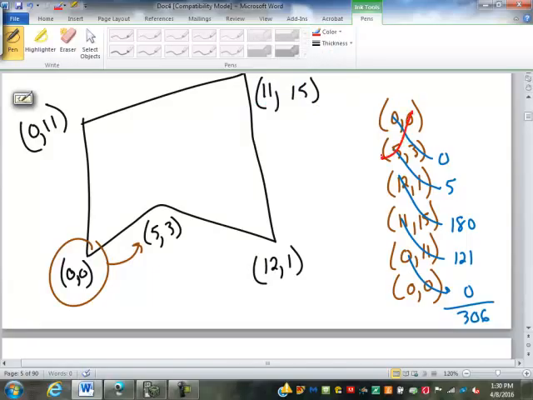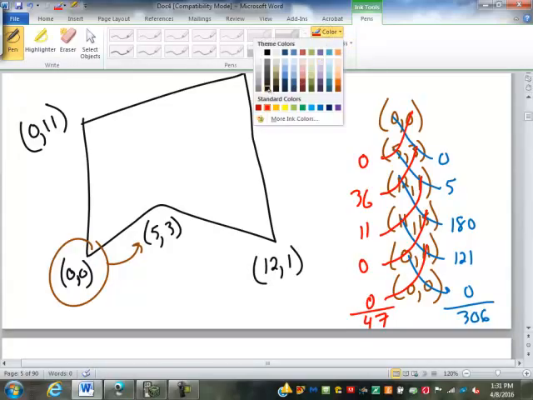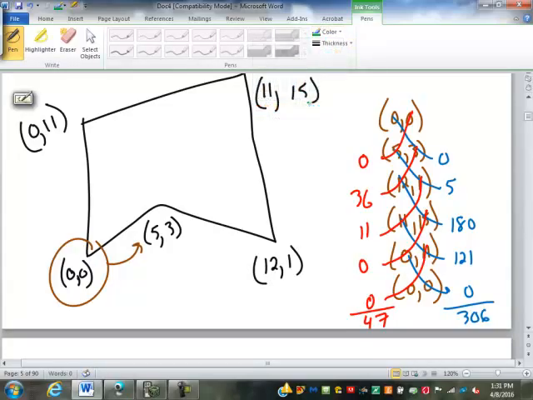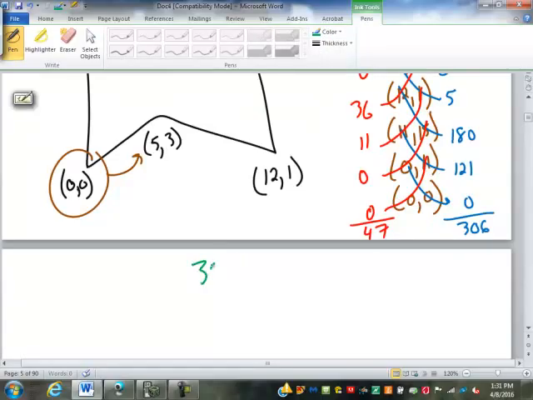Let's go this way. 0 times 5, 0. 3 times 12, 36. 1 times 11, 11. 15 times 0, 0. And 11 times 0, 0. Those add up to 47. Tell me what to do next. 306 minus 47, which is going to be, what, 259?